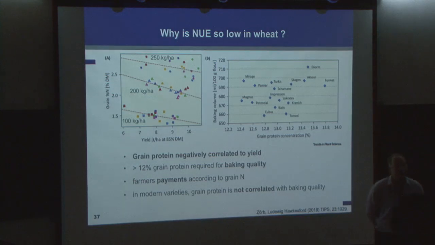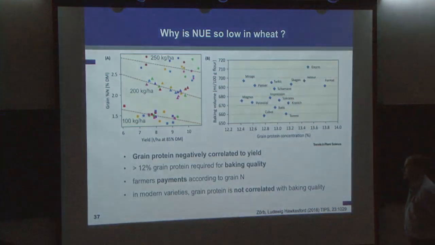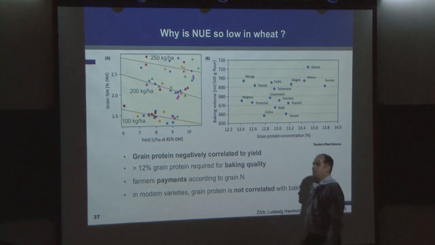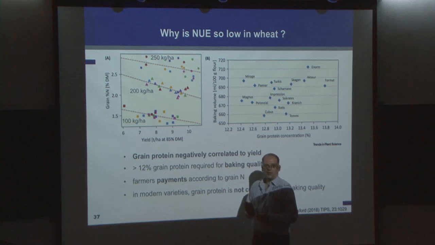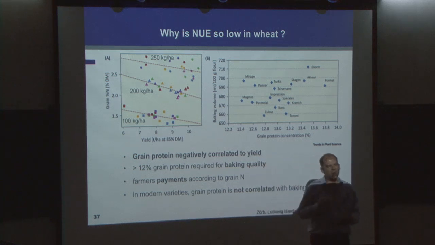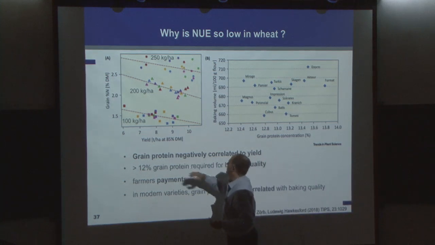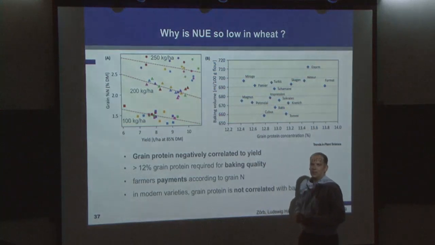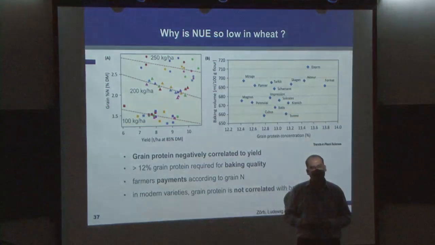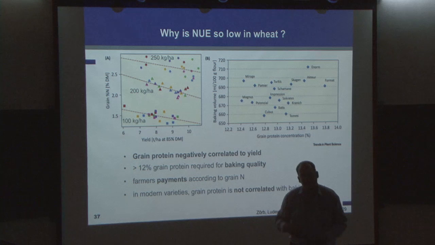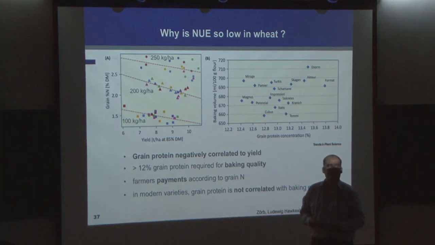Our question was why nitrogen use efficiency is so low, especially in wheat. And I already mentioned a few things. One is that we have this very strong, extremely negative correlation of grain protein with yield. And this negative correlation was, for decades of breeding, not possible to break.